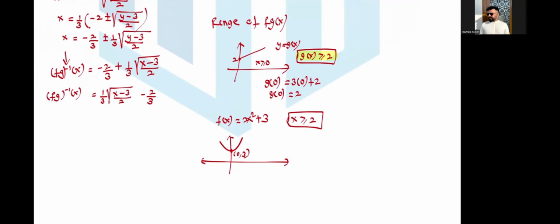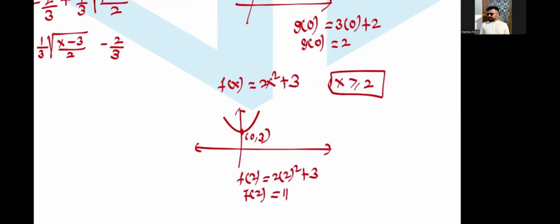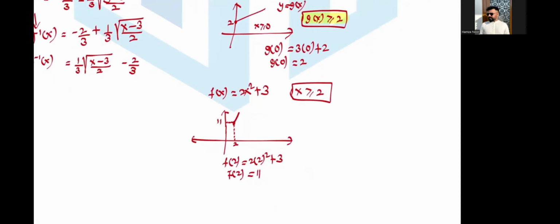So now, inside the f(x) function, we are going to substitute 2. So f(2) is 2 times 2 squared plus 3. So 2 times 8 plus 3, this is 11. So f(2) is basically 11. So now what we can see over here is that the f(x) function would be something like this, that when the input of the function is 2, the output is 11. Make sense?